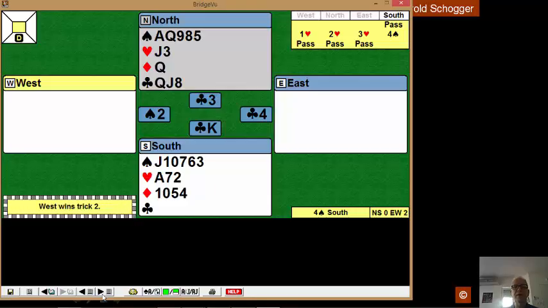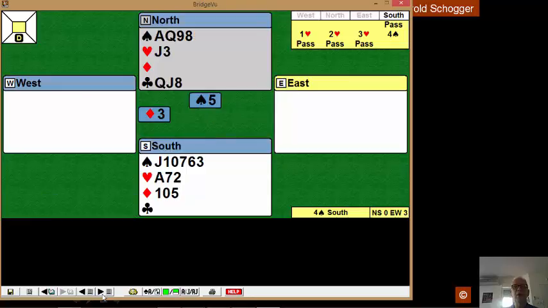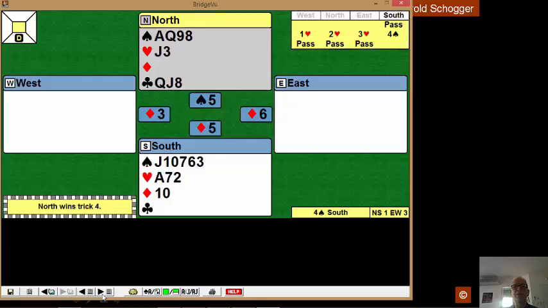West now plays the ace of diamonds, and another diamond, and of course we have to ruff on the table. Now West is very, very keen to put us on the table. Why is he so keen to put us on the table? He doesn't want us to get back to our hand to finesse the spades.